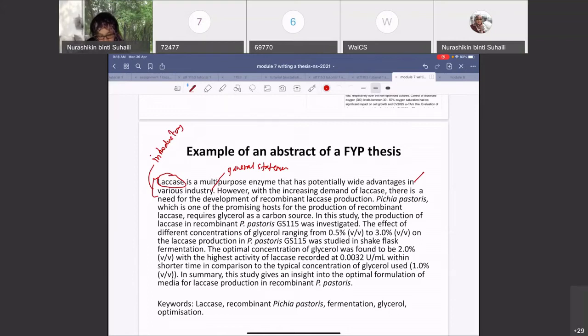Okay, so the first statement here is the general statement or the background that describes the research, right? It describes laccase. However, the second sentence: however, with the increasing demand of laccase, there is a need for the development of recombinant laccase production. Okay, so this is a problem statement, where you start to go into the problem. So here, it emphasizes the recombinant laccase production.